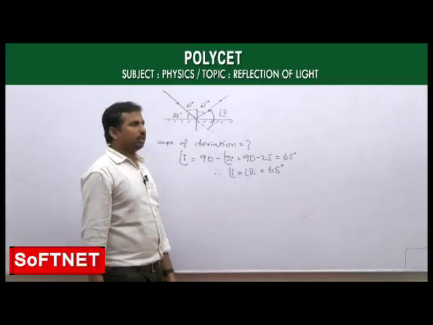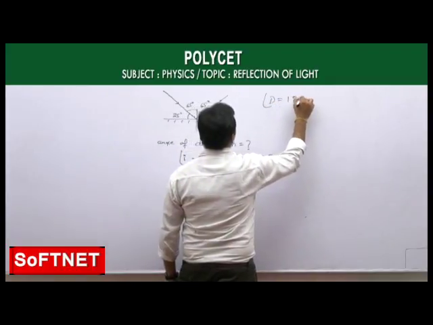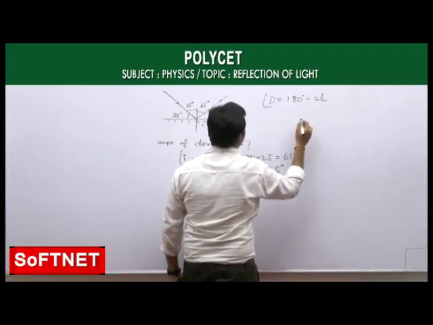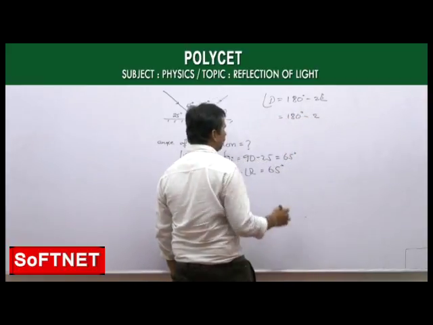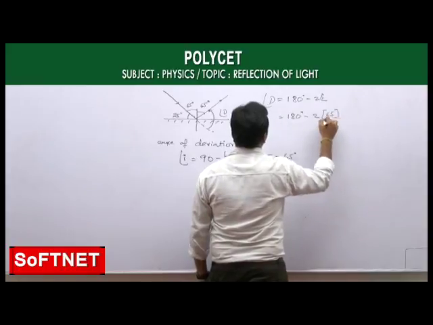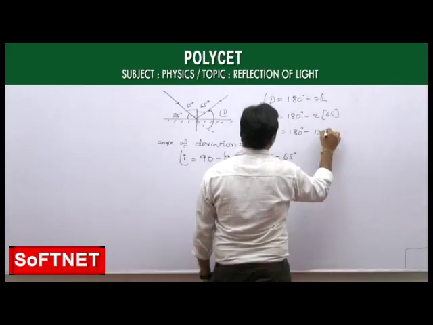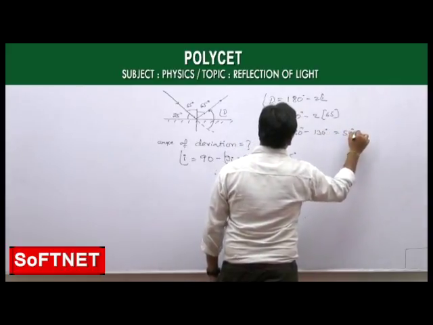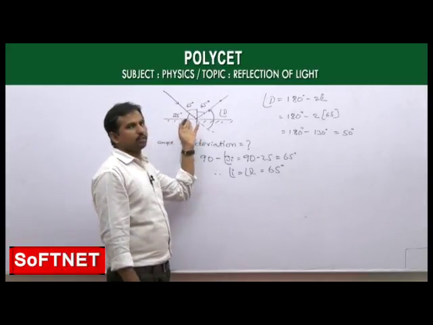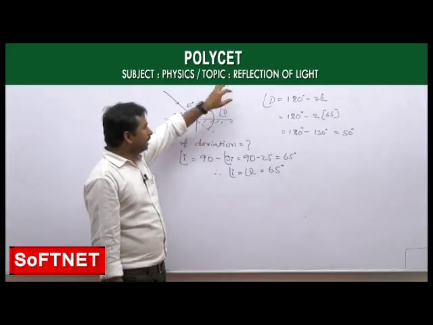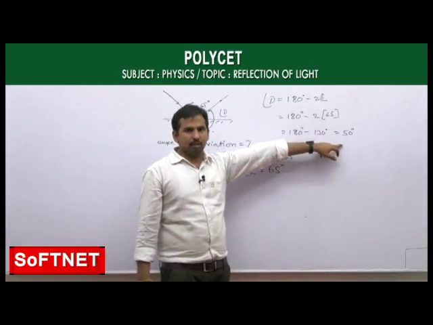We already derived a formula that angle of deviation is equal to 180 minus 2i. So 180 minus 2 into 65, which is 130 degrees, gives you 50 degrees. So when the light ray is incident at an angle of 25 degrees with the surface on a plane mirror, after reflection the light ray is deviated by an angle of 50 degrees.